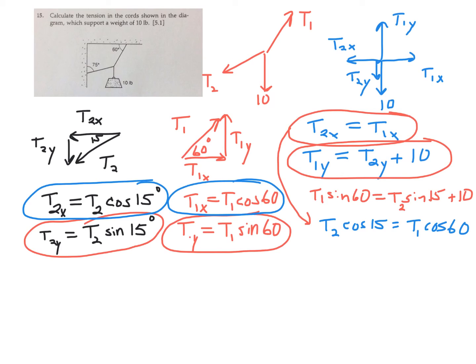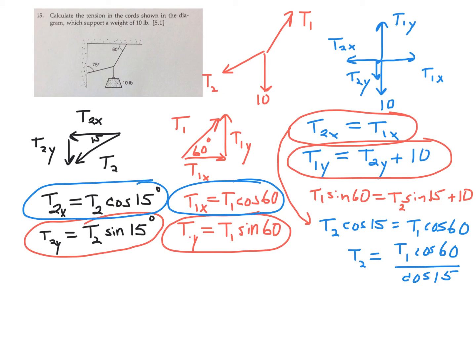I can solve this. The best way to do this in this situation is usually by substitution. In other words, take that blue equation I just wrote down, and solve for either T sub 1 or T sub 2. Since T sub 2 is on the left here, I'll do it that way. T sub 2 equals T sub 1 cosine of 60 over cosine of 15. All right, so I've solved that for T sub 2.